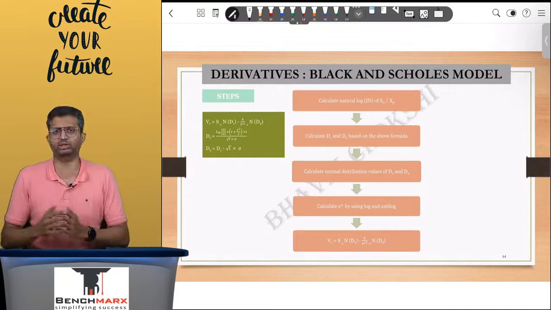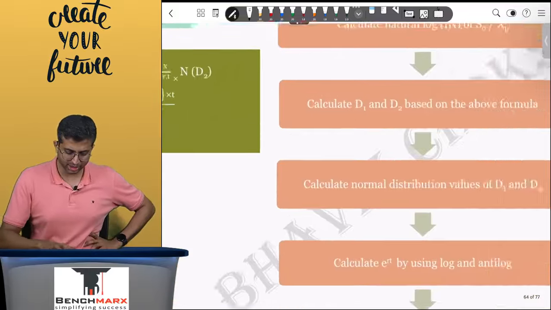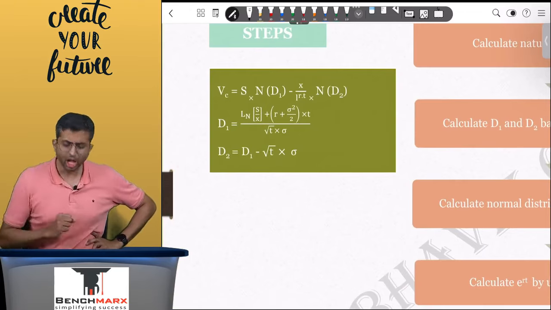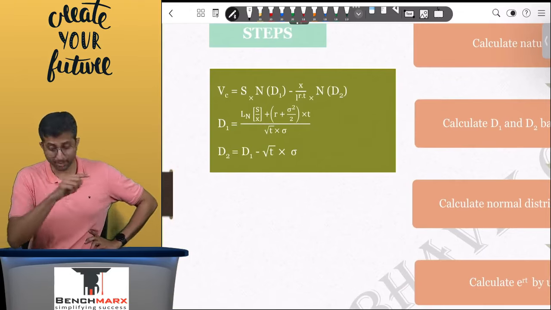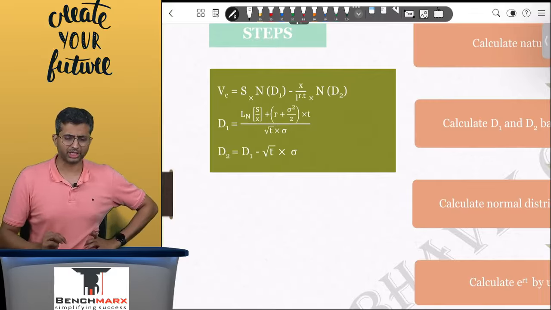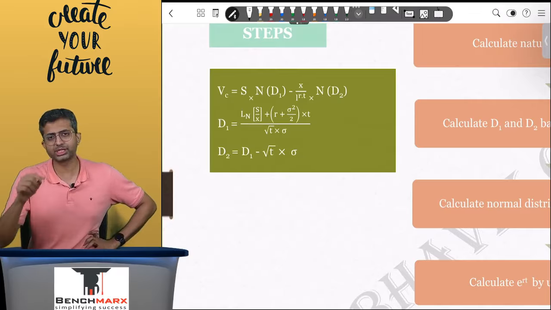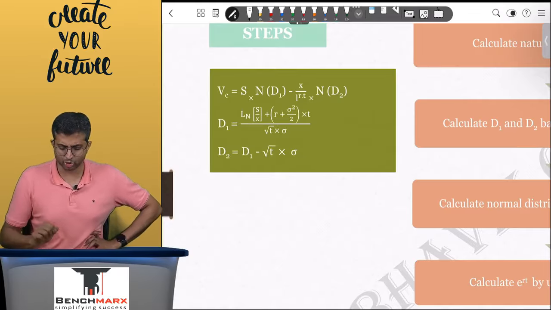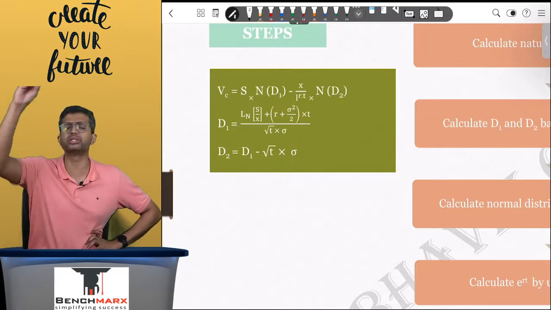Then you go to the second step, which involves calculation of D1 and D2. D1 is calculated as the natural log of S by X plus R plus the variance divided by 2, into T, upon the root of T into standard deviation. And D2 is D1 minus the denominator that was used over here, that is the root of T into standard deviation. Once you have D1 and D2, you will look at the normal distribution tables.